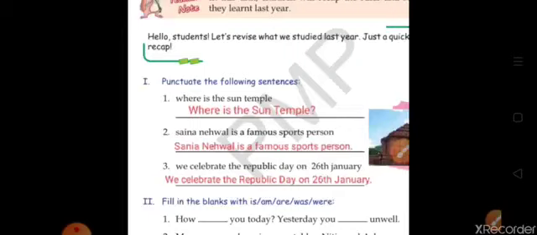Now the third exercise, we celebrate the Republic Day on 26th January. We, the W will be capital, and Republic Day is a proper noun, so we will start writing with R capital. Day, D is capital, on 26th January. January is a month's name, so we will write J capital. So these are the exercises of chapter 1. You will write in your copy.